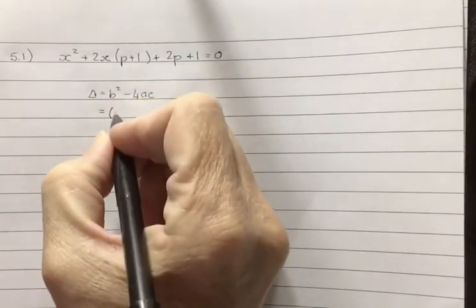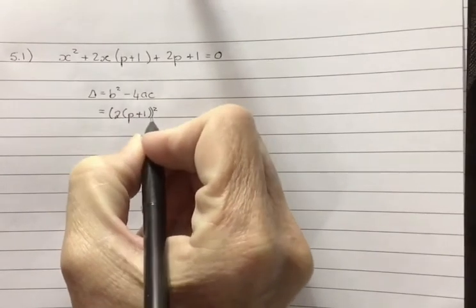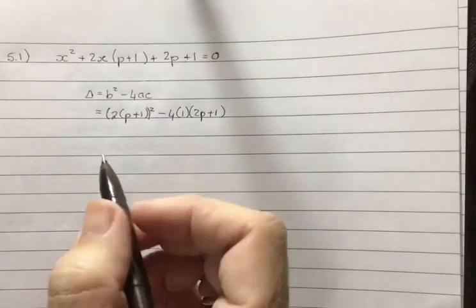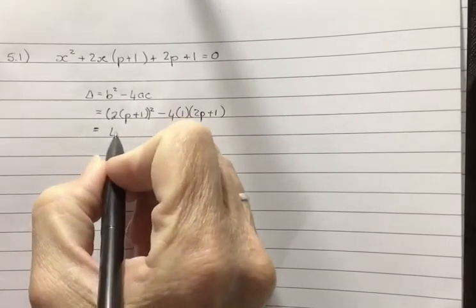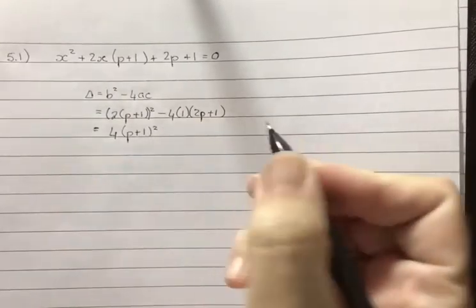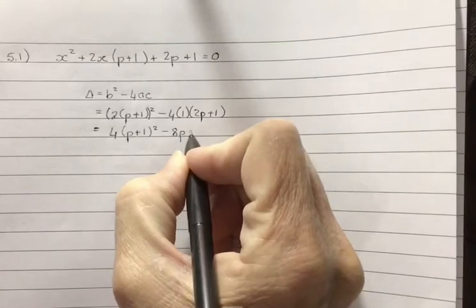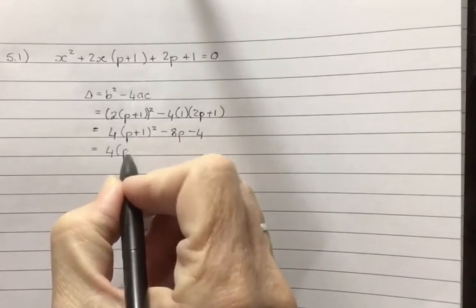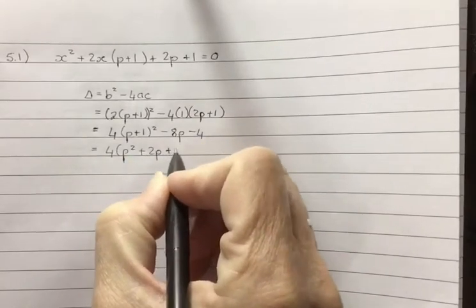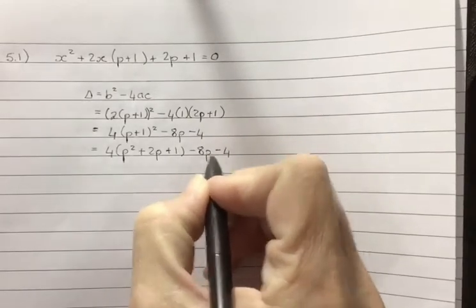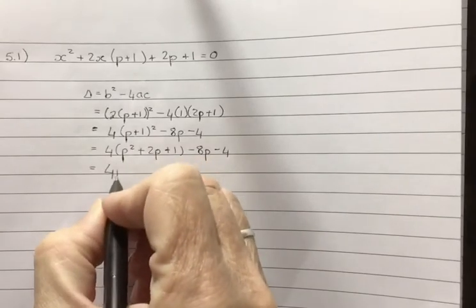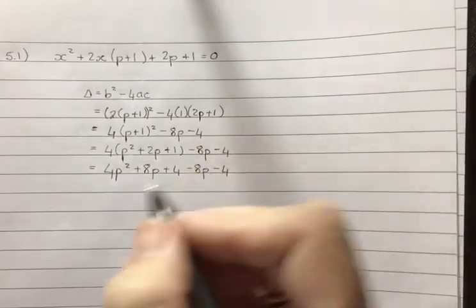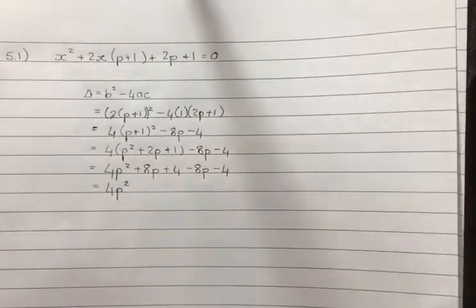Substituting that into delta, we're going to get 2(p plus 1) all squared minus 4 times 1 times 2p plus 1. In order to work this out, we're going to square the 2, so it will give us a 4. And we are left then with (p plus 1) all squared minus 8p minus 4. I'm going to need to FOIL the p plus 1 first. So foiling that, we've got p squared plus 2p plus 1 minus 8p minus 4. Multiplying the 4 in, I'm then left with 4p squared plus 8p plus 4 minus 8p minus 4. Adding and subtracting all the like terms, we are left with 4p squared as my value for delta.